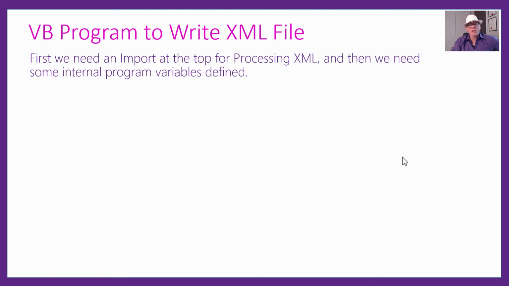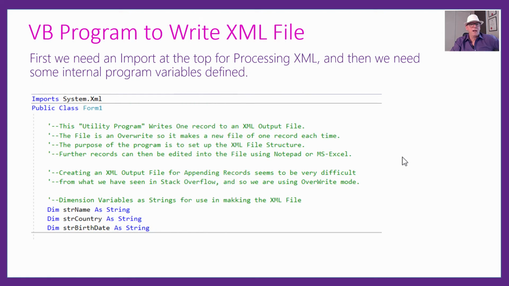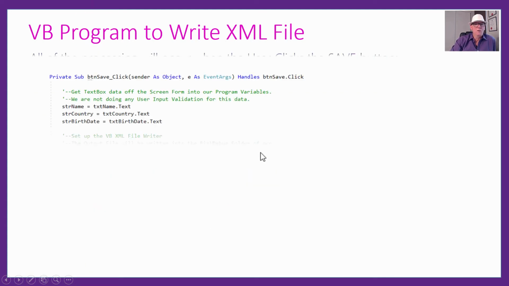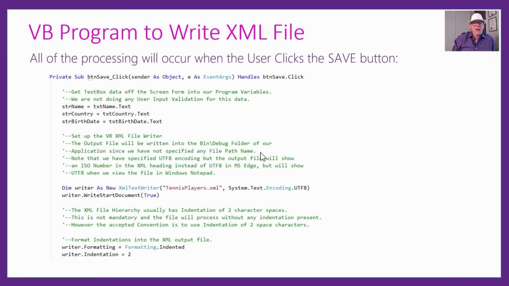All right, now up the top of the program, we need to have an import. We need to say Imports System.Xml just to tell this program we're going to be doing XML. And then for those three text boxes, we need some internal program variables which can store the information that the user's typed in. So we've got strName, strCountry, and strBirthDate set up as strings, all in this top area of the program. And then we continue on. All the processing starts when they click that save button. So they've entered their three fields in, and they click the save button. Now, this is just a utility program to make an XML file. It's not part of some application.